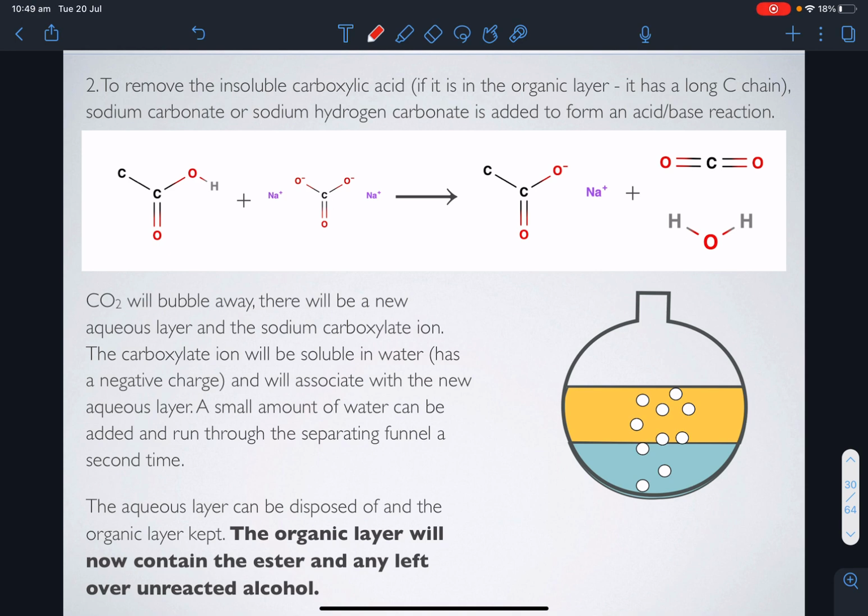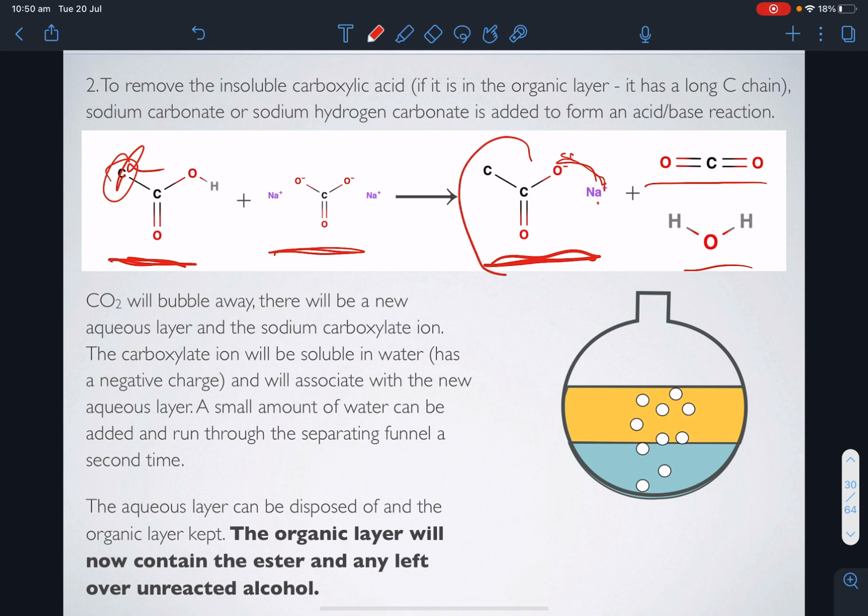Okay, so here's our carboxylic acid, just an example one there. I've just kind of given our R group on there, and here's our carbonate. We're forming a sodium carboxylate ion. Okay, so we're forming an ionic compound, carbon dioxide and water. Because it's ionic, it will be more soluble in water, and we are forming water.